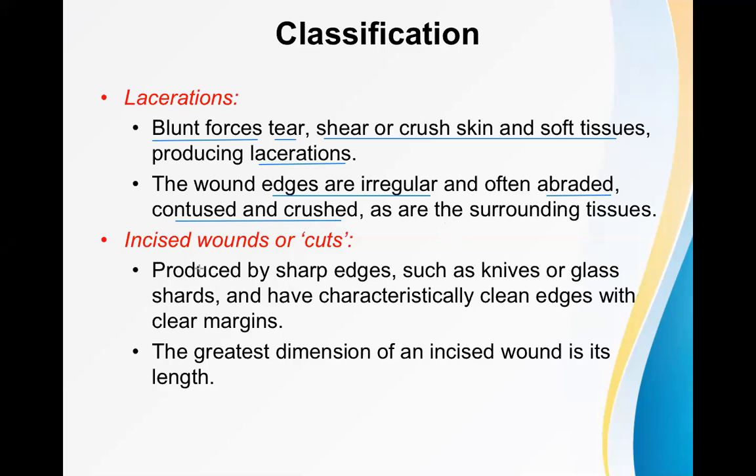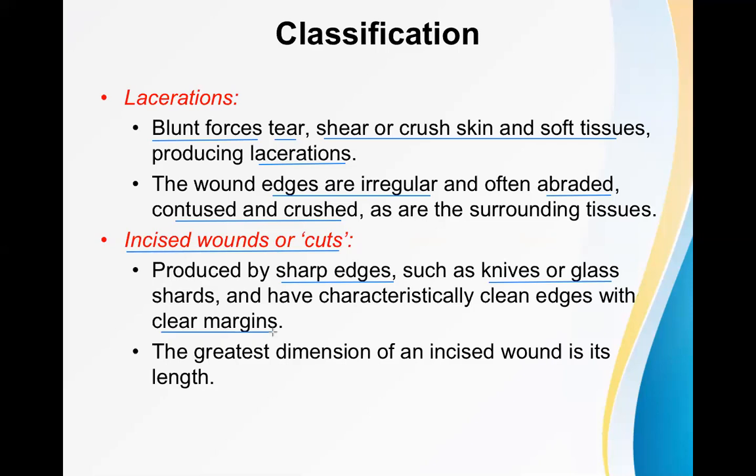The other type of wounds are incise wounds or cut. Incise wounds are cuts. They are produced by sharp edges, like a knife or glass shards, and have characteristically clean edges with clear margin. A perfect example is a knife wound. If you are cutting some vegetable or some fruits accidentally, when you cut your finger or when you cut your hand, that type of wound is called incise wound or the cut.